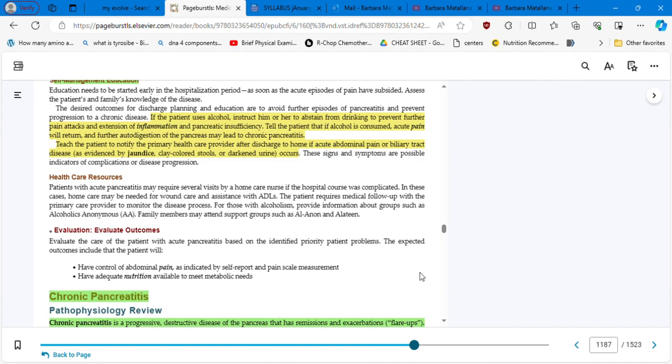And that's it. Basically, we need to control the abdominal pain and we need to provide guidance and education for adequate nutrition available to meet metabolic needs.